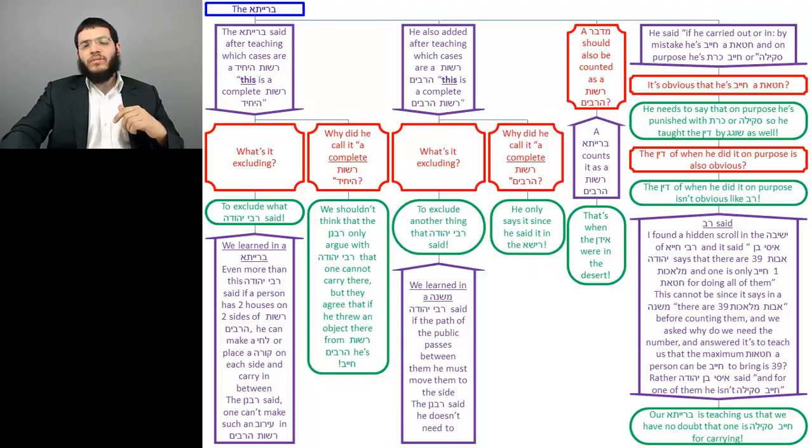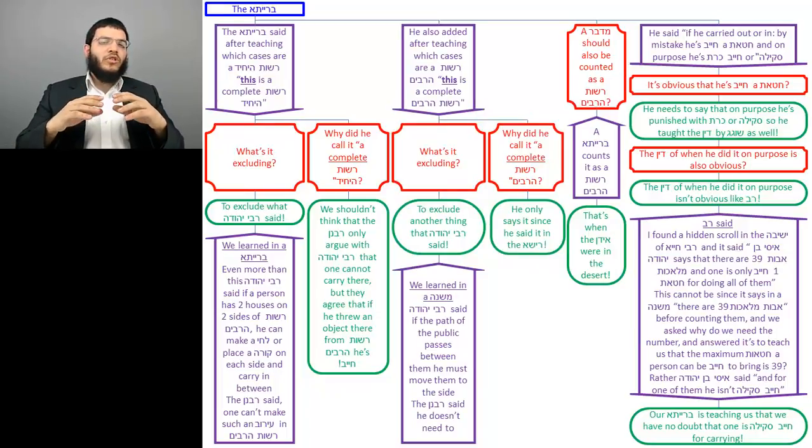The next question was on the next part of the Brisa, which gives examples of Rosh Hashanah, and also there the Brisa concludes and says Zuhi Rosh Hashanah Gemura. And once again, the Gemara asks, why does it say Zuhi Rosh Hashanah? What's it excluding? What case is not a Rosh Hashanah? And also, why does it add the word Gemura?